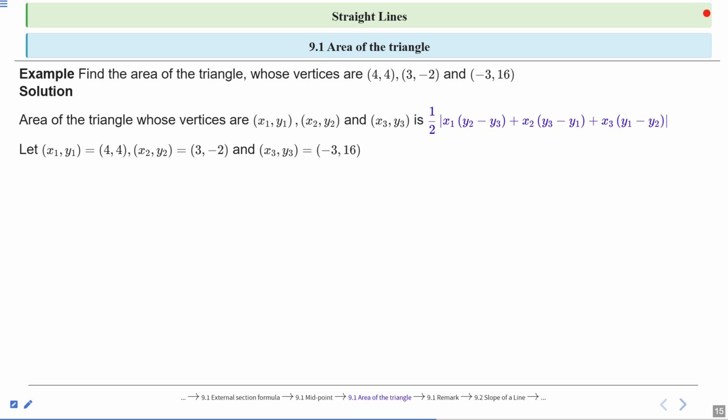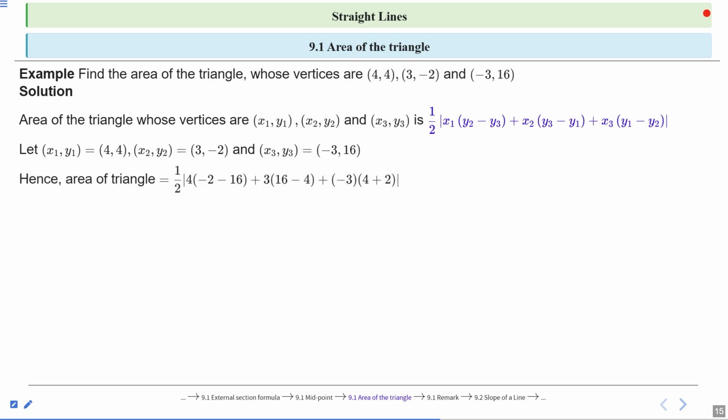First of all, let (x1, y1) equal (4, 4), (x2, y2) equal (3, minus 2), and (x3, y3) equal (minus 3, 16). So first of all, we let the vertices of the triangle be (x1, y1) = (4, 4), (x2, y2) = (3, minus 2) and (x3, y3) = (minus 3, 16).